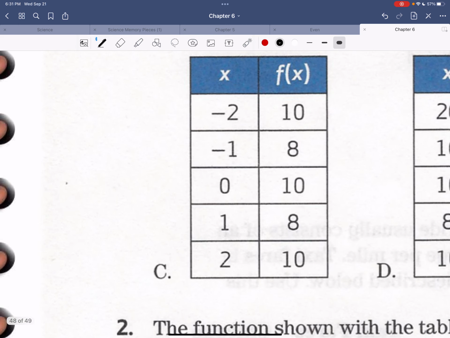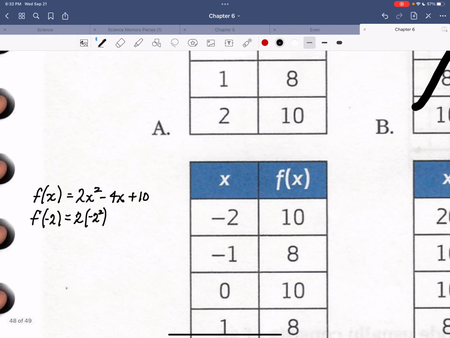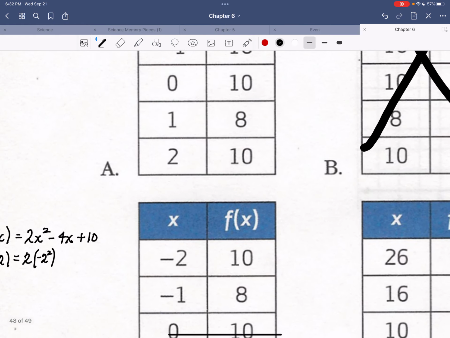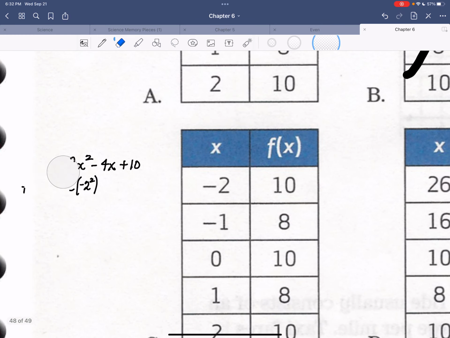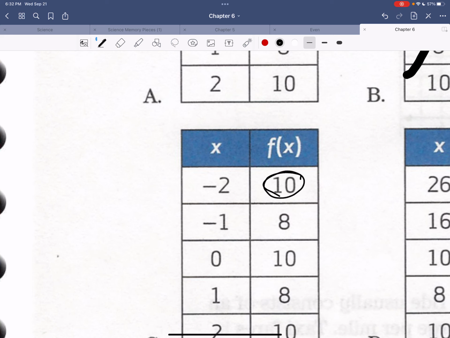Okay, so let's try C. We have the formula, the function, and I'm going to substitute negative 2. So when x is negative 2, we're looking for a 10 this time. So negative 2 squared. Didn't we already do this? No. Oh, yeah, we did. We did negative 2, and we got 26. So this point does not check out. We did that one in A. It is not 10, it's 26.